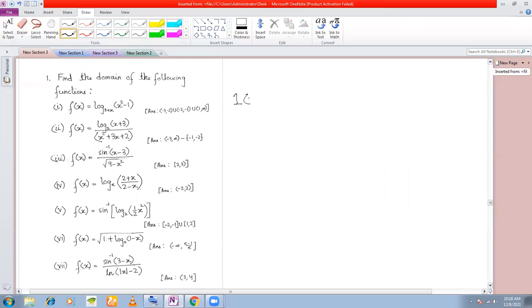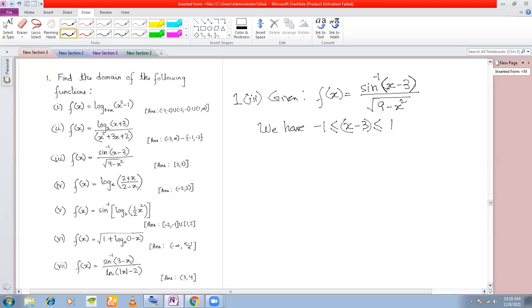One part 3. Given here, f(x) is equal to sine inverse of (x minus 3) divided by √(9 minus x squared). Okay. First of all, what is the condition for sine inverse? What is the domain of sine inverse x? It has to lie between this value, x minus 3 has to lie between -1 and +1, right?